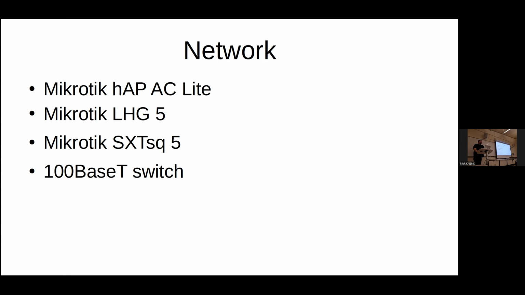Speaking of the network, this should look familiar if you've played with ARC and stuff. It's all MikroTik gear. I have the HTTP AC light as kind of the core, a Lighthead Grid 5 as the link to TAS, and then the SXT-SQ is one of the little patch things, and that provides the internet uplink that it has through my parents' house, and just a generic 100 meg switch.